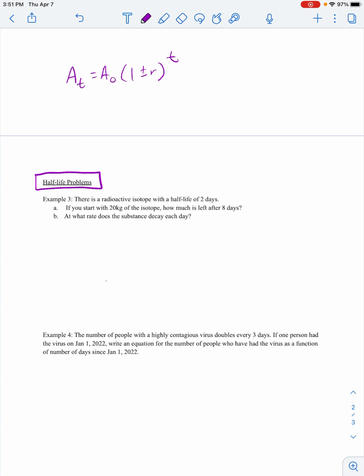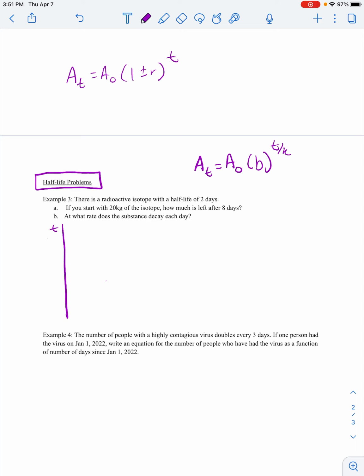This one is a half-life problem. So in a half-life problem, you're going to use a formula that looks like this, which I'll get back to, explaining what exactly all those letters mean. But first, let's just think about what a half-life actually is. So if a radioactive isotope has a half-life of 2 days, it means you decrease by a factor of 1/2 every 2 days.